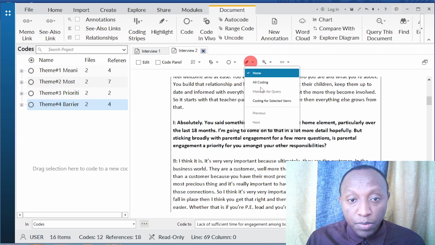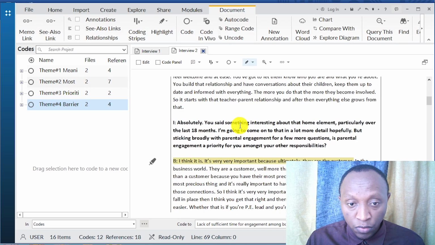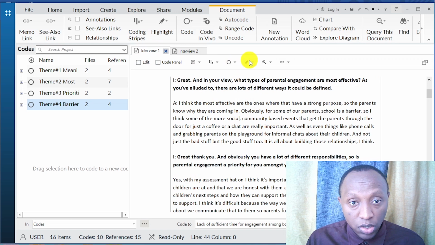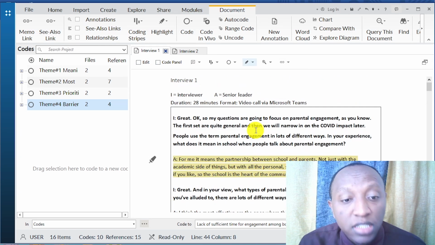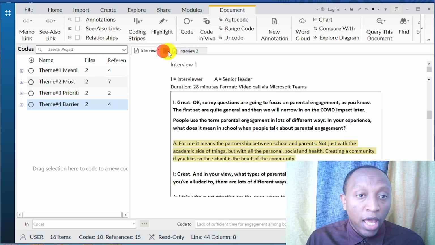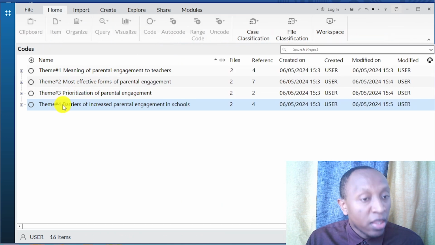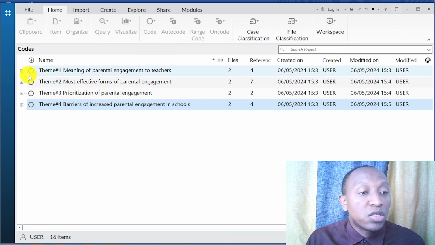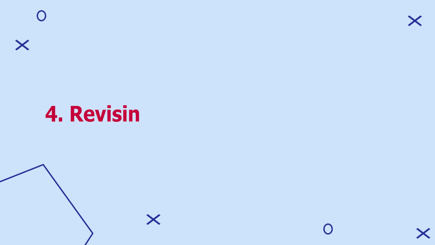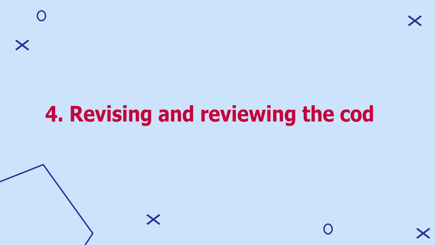themes. So if you look at my transcripts, you can see I was doing a lot of coding in there. Let's look at this one too. You can see I did some coding in there and I fitted those codes into my themes, okay? So let's look at the next step in deductive thematic analysis, which is revising and reviewing the codes.